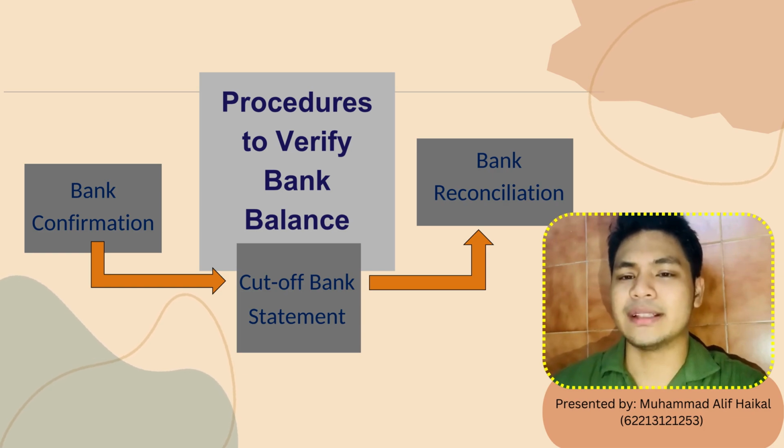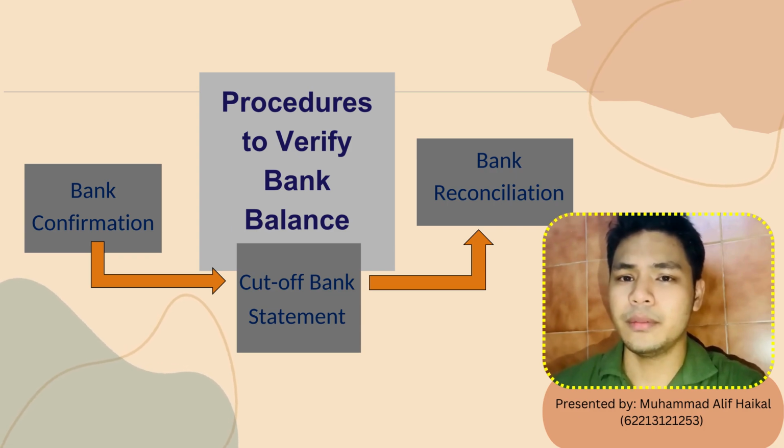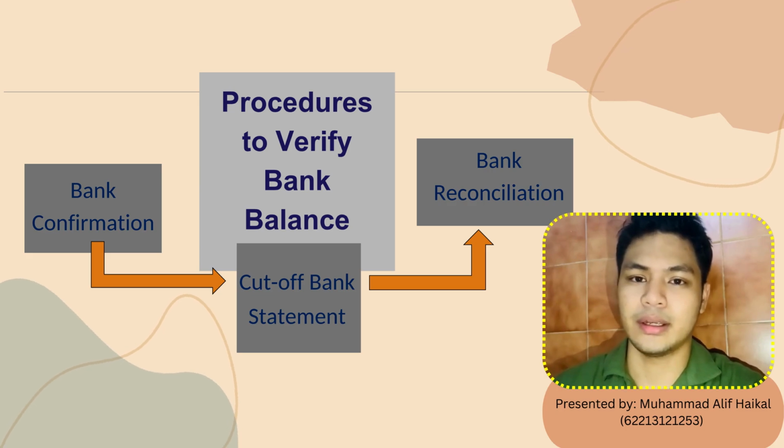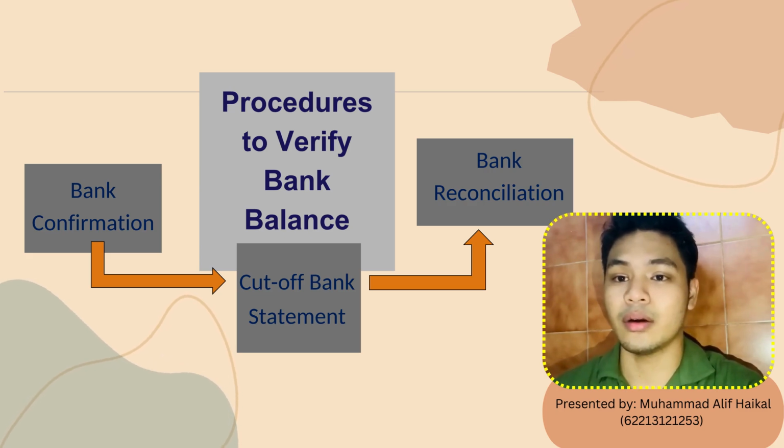Lastly, cut off bank statement. Auditor gets a mini bank statement for early January, if the year end is December 31, to confirm late deposits or checks. This proves if any last minute entries were real or fake.